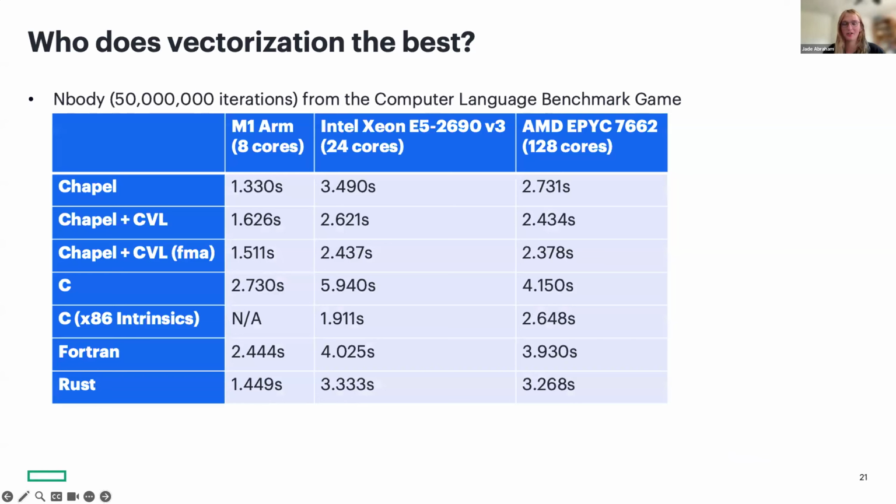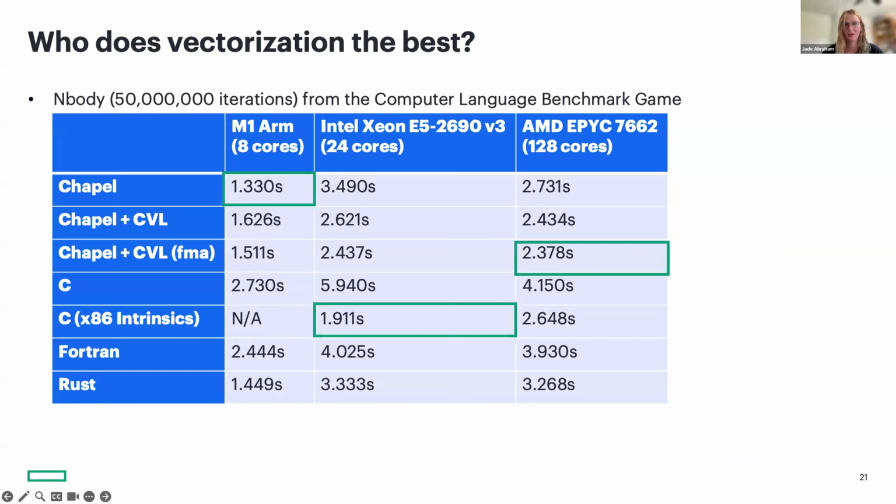So this benchmark is from the computer language benchmark game. It's an n-body benchmark. It's basically got a bunch of planets, and it's simulating their movement through the solar system. I'll give the caveat right now. The only version of this that I wrote, two versions is the Chapel plus CVL, and the others I got from the language benchmarks game, and I ran them on a variety of hardware. I ran them on my laptop and two different Linux systems that I have access to. And I'll just highlight the winning ones basically.